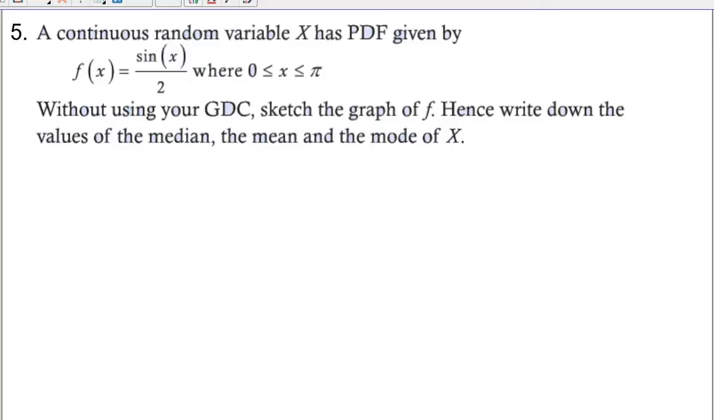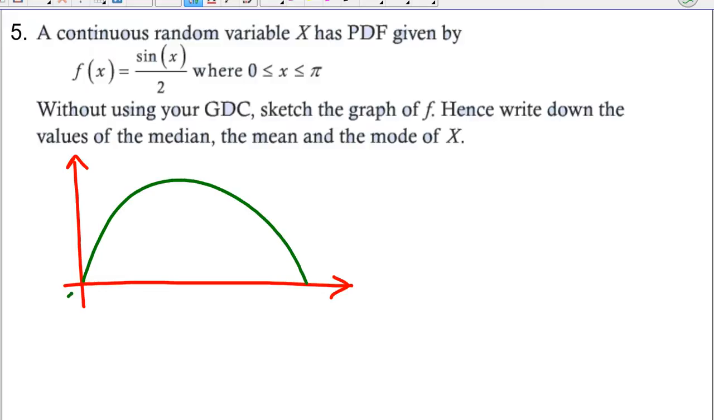So a continuous random variable x has PDF given by that. Without using your GDC, sketch the graph of f, hence write down the values of median, mean, and mode. So this is basically a function of sine x. Amplitude is a half. This is basically a half sine x. So what we'll end up with is something like this.